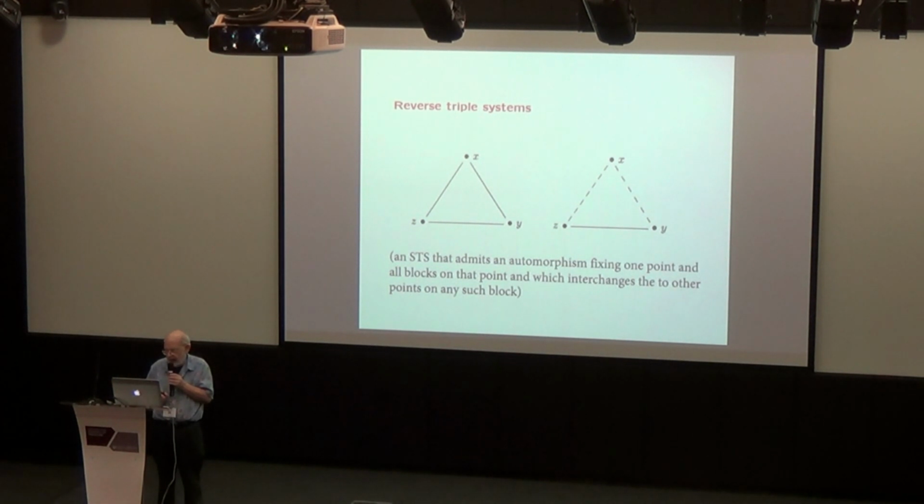A standard triple system that has an automorphism fixing one point and setwise all the triples on that point, but interchanging the other 2 points. So there's a special point, and interchanging the other 2 points on any of the blocks, on all simultaneously, is an automorphism of the design. And that's equivalent to a decomposition where you allow 2 graphs in the family. That's why we wanted to consider the case of a family of graphs.